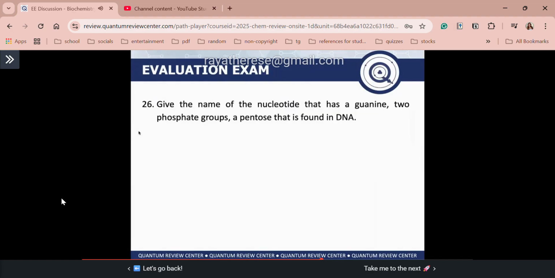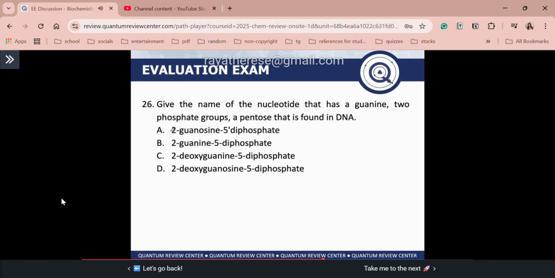Give the name of the nucleotide that has a guanine, 2 phosphate groups, a pentose that is found in DNA. Class, this one is a nomenclature type of question. Di ba we briefly discussed this in our discussion on nucleic acid. So I do hope you got the correct answer. First one daw, ayan, here are the choices first. So obviously dapat guanine ang nitrogenous base natin here. Okay, so again, that's your guanine. And here, it has 2 phosphate groups.